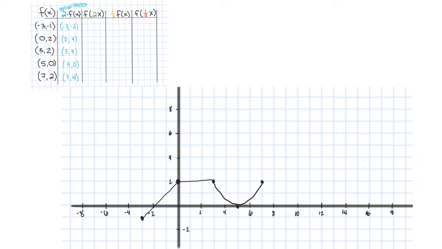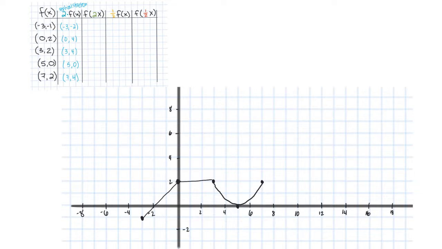First, let's look at what the graph of the original function looks like. We have each of our points, (-3, -1), (0, 2), (3, 2), (5, 0), and (7, 2). The way that I've chosen to connect these points is an increasing portion here, a constant portion here, and this curve or parabolic arch here.